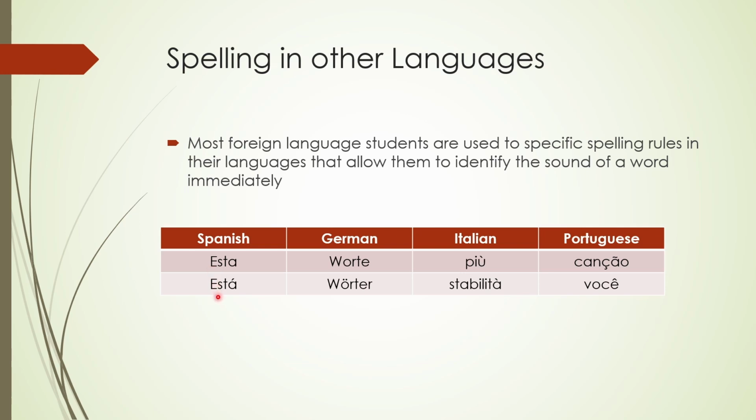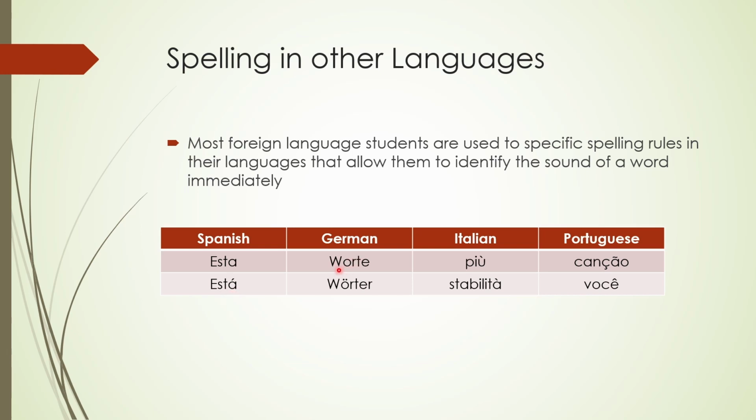esta. Here we see a symbol on top of the vowel, which is called a tilde, and it is also a diacritic symbol, which means it's put on top of the vowel. So here I will pronounce it está. I know that the emphasis goes on the last vowel.